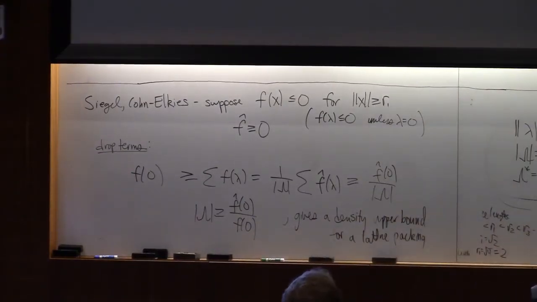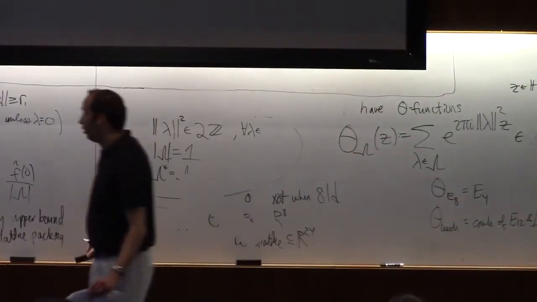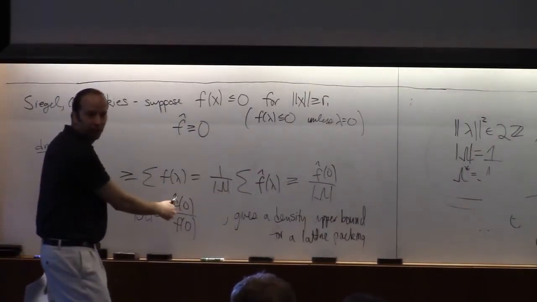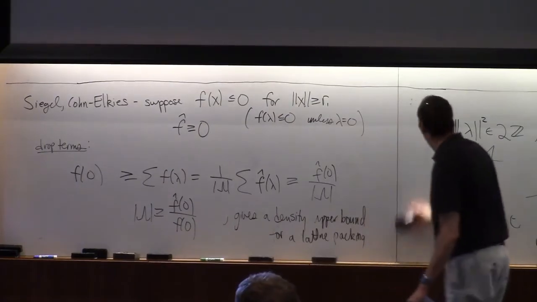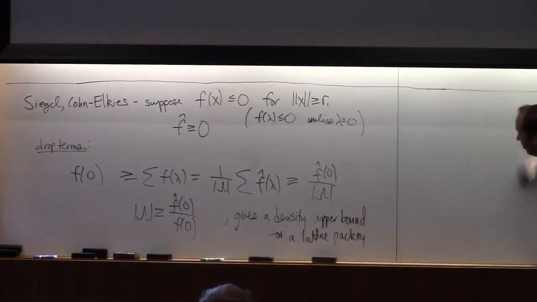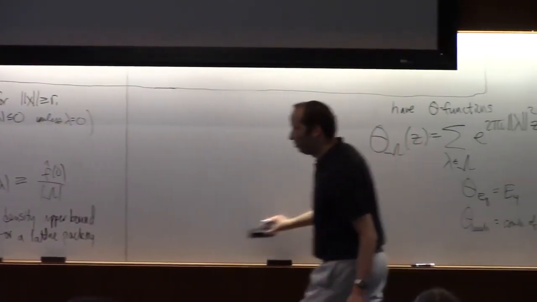So you might think, okay, if I want to show a particular lattice is the best possible lattice, I just have to have a function which has these sign properties and whose ratio of the values at 0, the Fourier transform, matches what the answer should be. And this is not easy to do. I'll show you how to do it for the integers in a second. That's pretty easy.